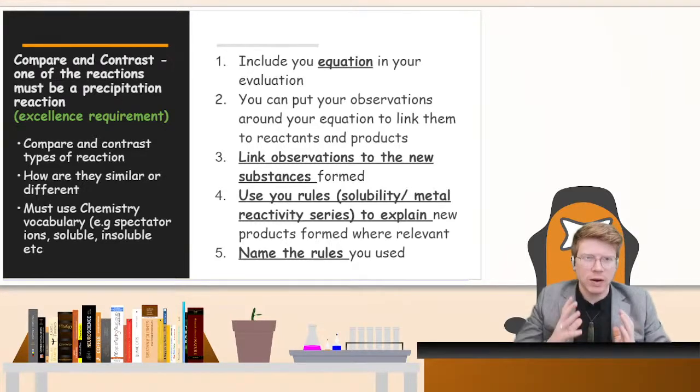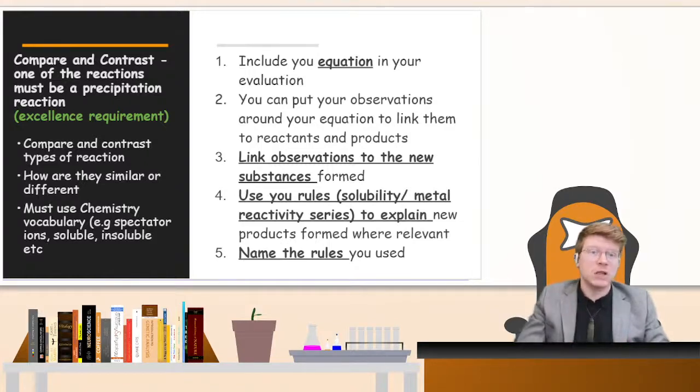And this is about comparing and contrasting. So in order to get the excellence, you will have to compare and contrast reactions. And one of those reactions that you'll be comparing and contrasting will be a precipitation reaction. So you want to make sure you have a good understanding of what we covered last week. So you will be given 2 different kinds of reaction, and in the worksheet that is exactly what you're given. And your job is to talk about how the reactions are similar and how they're different.